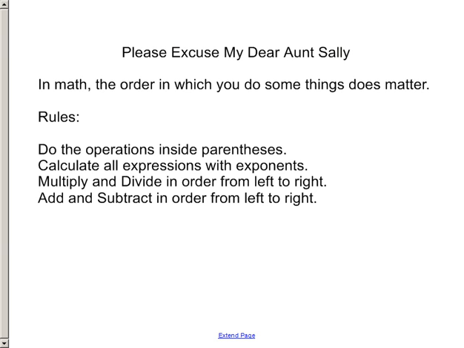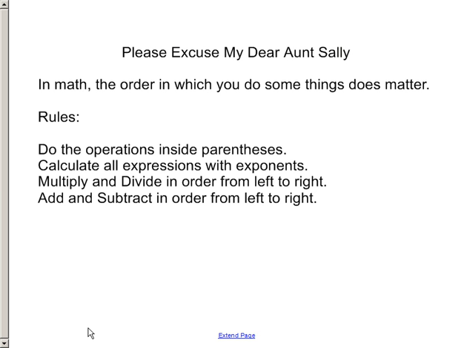So a lot of times we remember the phrase, please excuse my dear Aunt Sally, because in math, the order in which we do things does matter. So the rules are very straightforward. First, we do any operation that is inside parentheses. Next, we calculate any exponent. Then we multiply and divide in order from left to right.